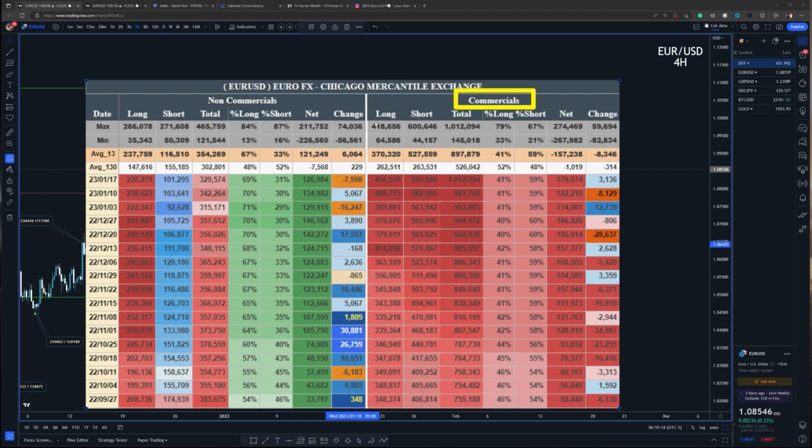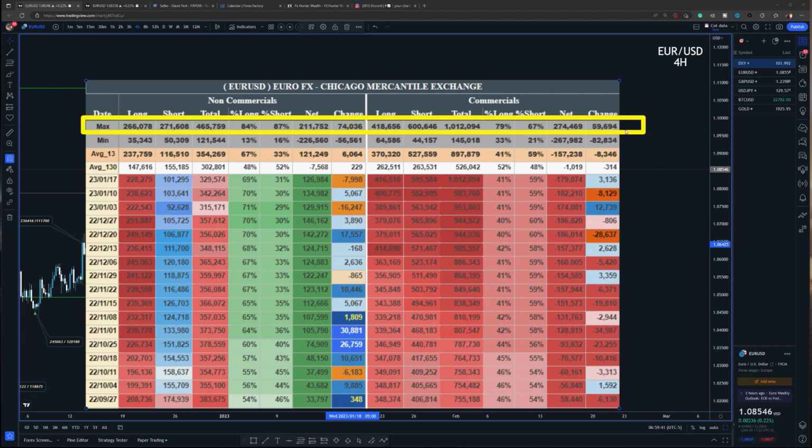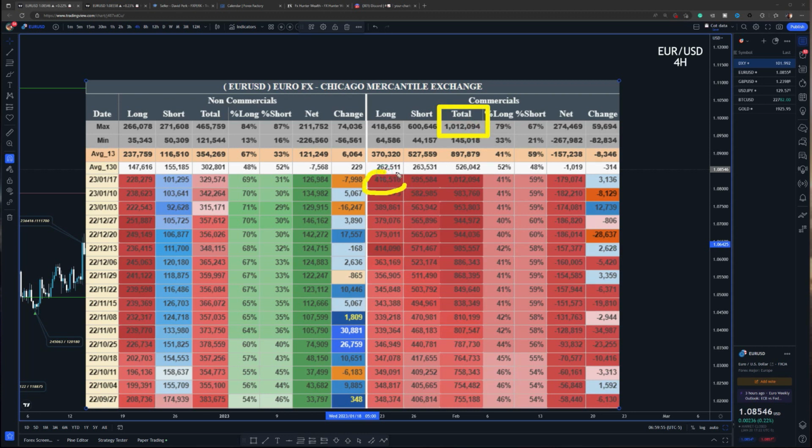This is a set of 5 years screenshot. So 5 years data. Here I got the maximum positions, minimum positions and the average for the 13 days and 13 weeks. So look at this. This is a total volume, which is a result of these two numbers, right? It's 1,012,000 contracts on the euro total right now. It's a 5 years extreme. There were not such positions in the last 5 years.